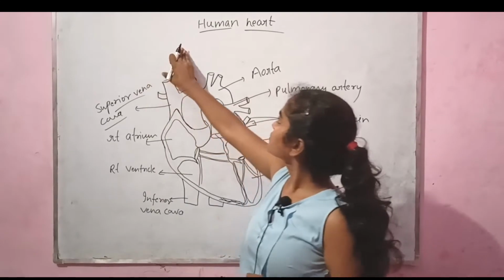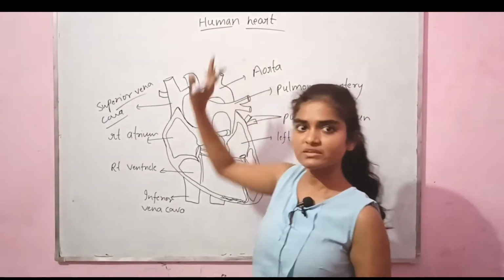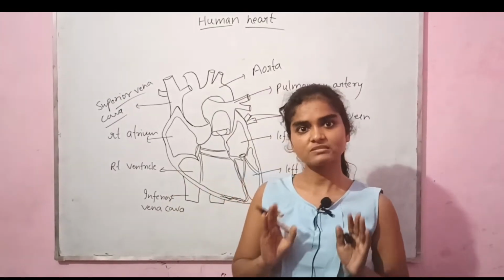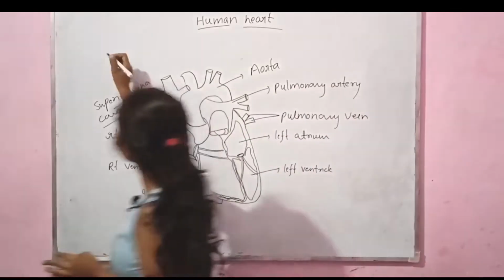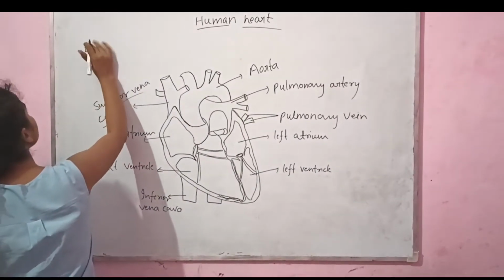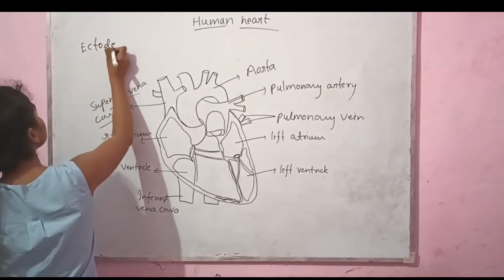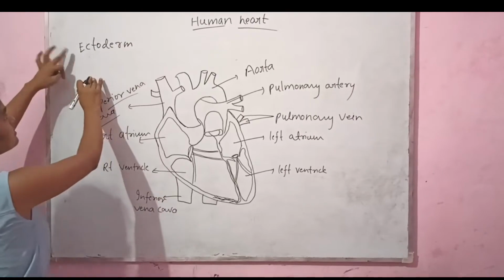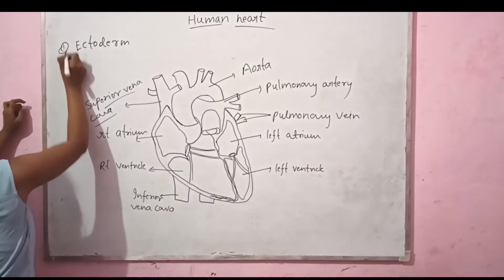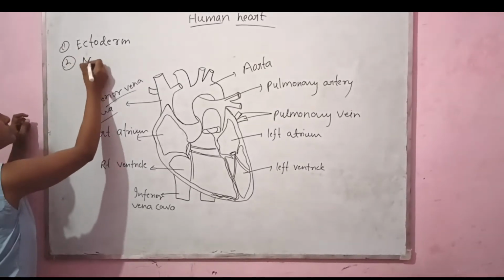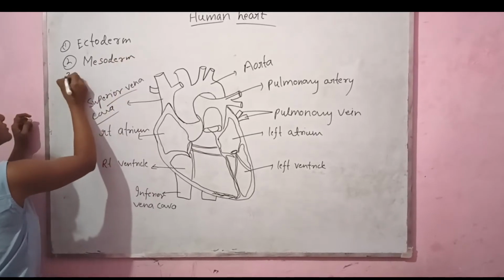First, we will discuss the origin of the heart, from where the heart originates. There are 3 layers of cells that first form when an embryo is formed. That is the 3 germ layers. The first layer is ectoderm, the second layer is mesoderm, and the third layer is endoderm.